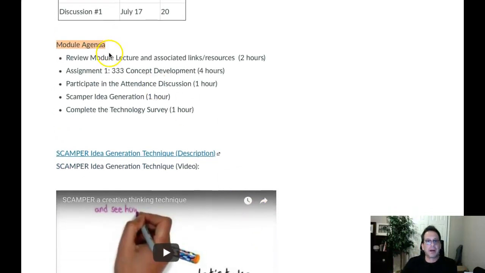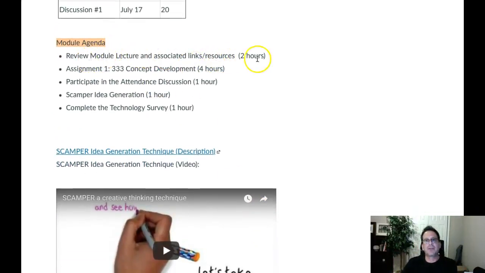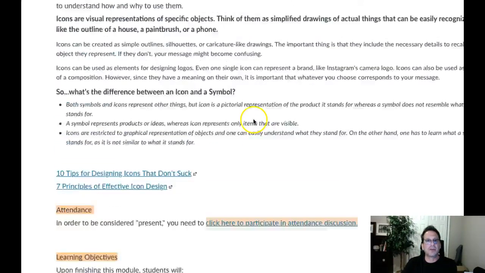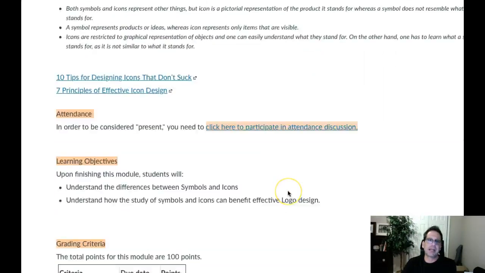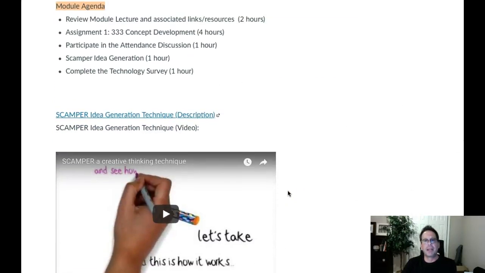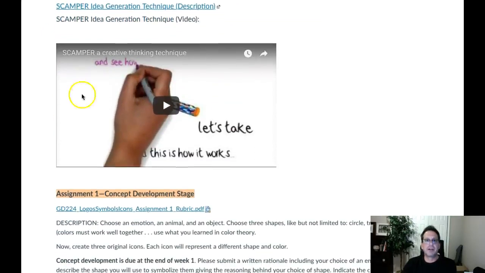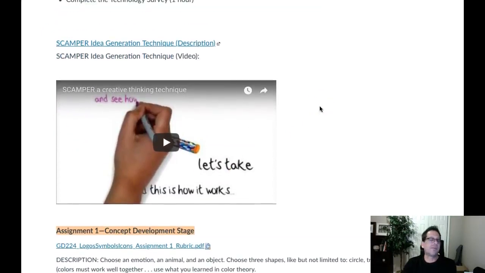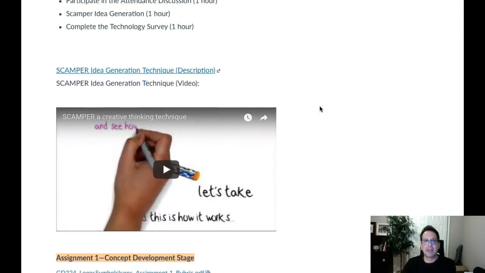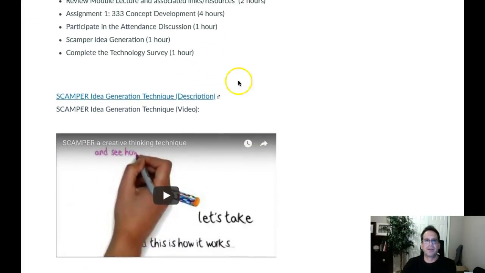Here we have our agenda: review the module lecture and associated links and resources, and go through all of these links. There's not too much here, guys. There's really not. But go through them. I'd like you to know these like the back of your hand by the end of the week. Assignment 1, 333 concept development. We'll talk about that in a second. Participate in the attendance discussion. Scamper idea generation. This is a great video. Scamper is a fantastic technique. I highly recommend that you go through this and really learn it well.